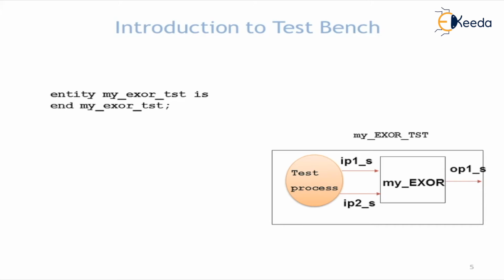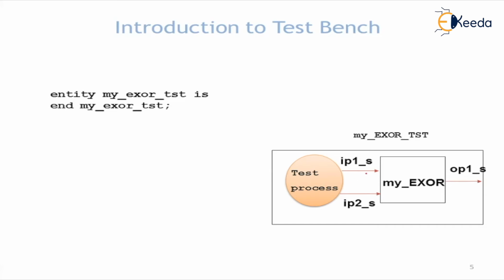Let us take an example of an XOR gate. Let us say we have to verify this design. As I said, in test benches we have to do three steps. First of all, we have to call the design under test, that is instantiation, then generate internal signals and give the stimulus to those internal signals. So let's begin.